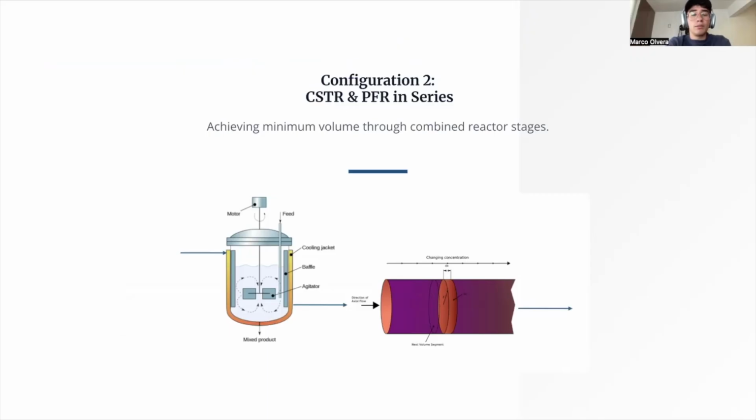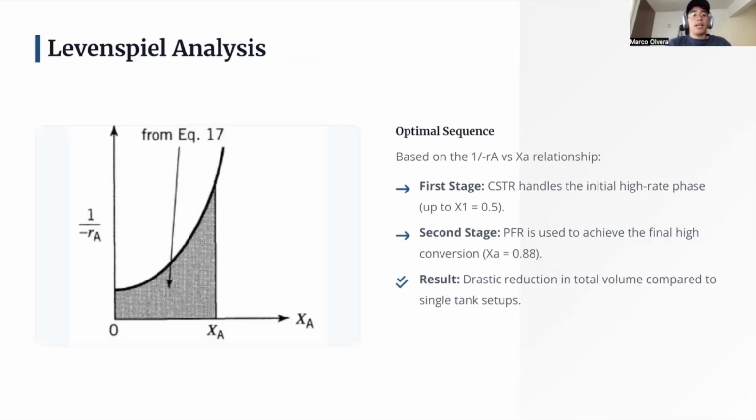This needs to achieve the minimum volumes throughout combined reactor stages in order to make also the most affordable configuration. Then I did a Levenspiel analysis, that is the 1 over the rate equation on the y-axis, and the conversion on the x-axis.